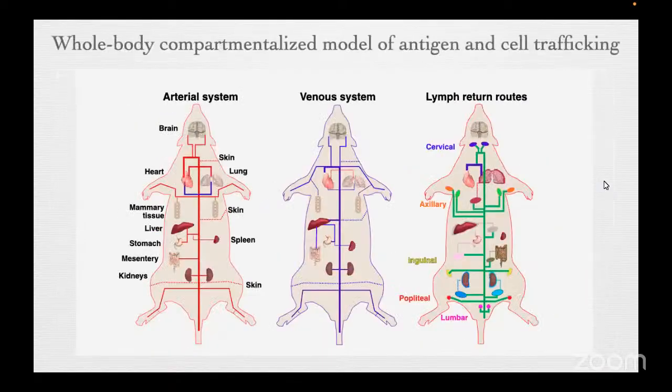So we look at this with a PK-type model where we have compartments representing each organ. The compartments are connected anatomically by the arterial and venous systems, as well as lymphatics. And in this lymphatic network, we have the lymph nodes where activation can happen.